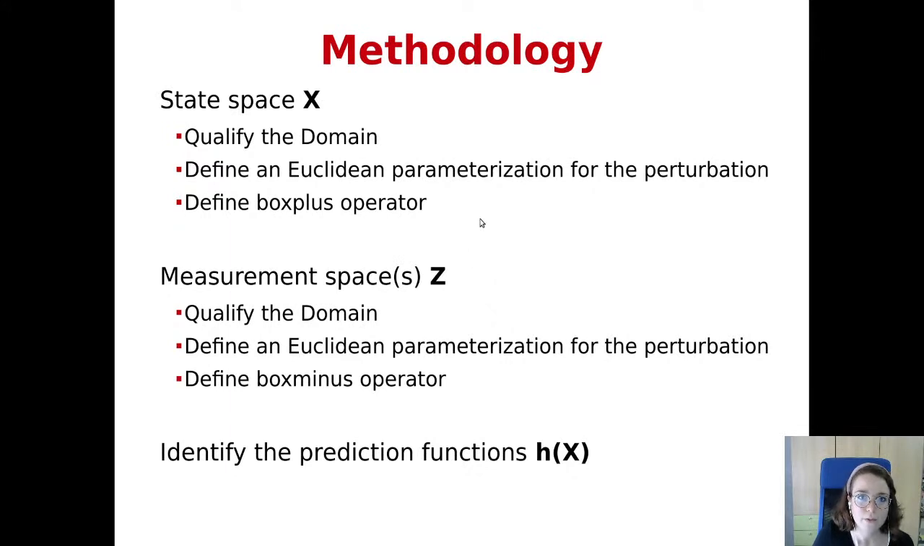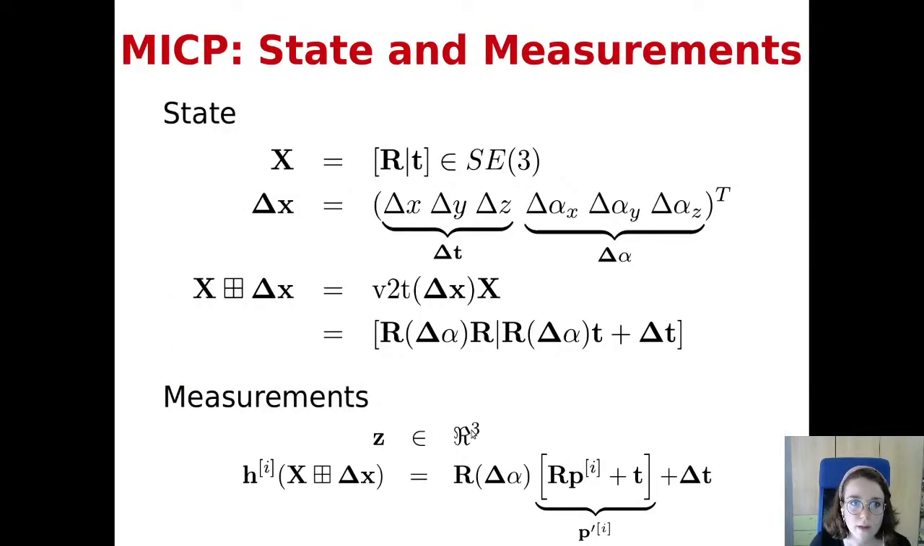As always, the methodology is the following. You will have to qualify the domain of the state space, which in this case will be SE3, a Euclidean parameterization that is consistent with the domain, that in this case will be R6, and the box plus operator, as you have already seen in the 2D case. Then we have the measurement space, and again we need to qualify the domain, define a Euclidean parameterization and a box minus, as the box minus is needed, for example, in the expression of the error. In particular, we need to identify also the prediction function, as we will see.